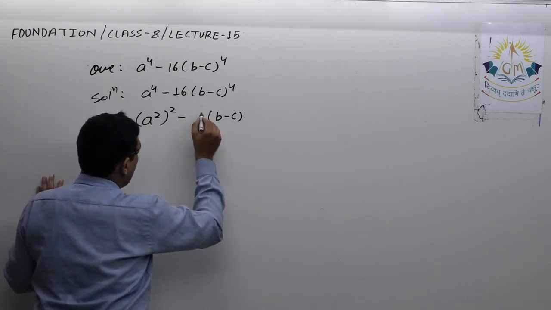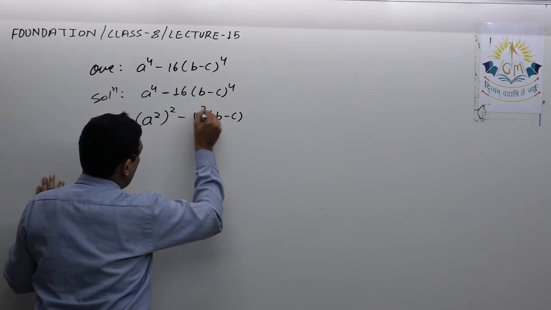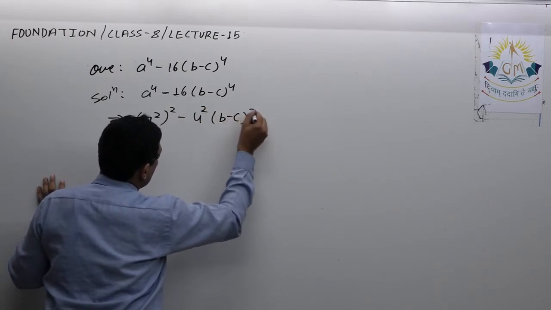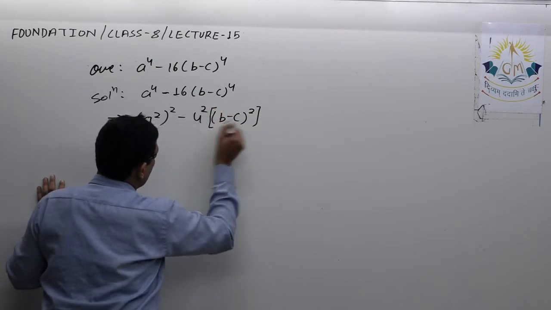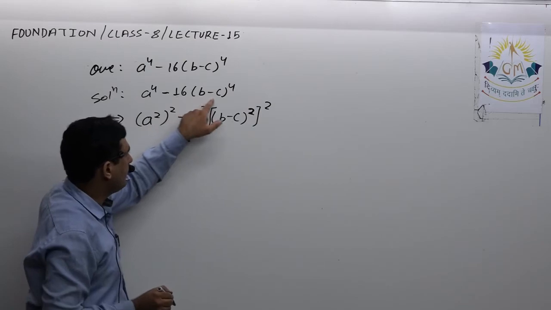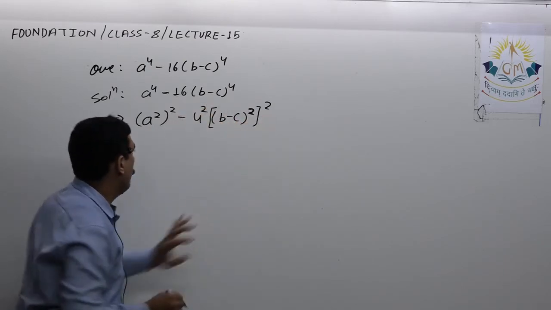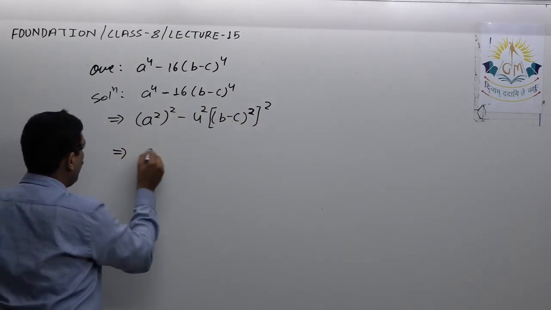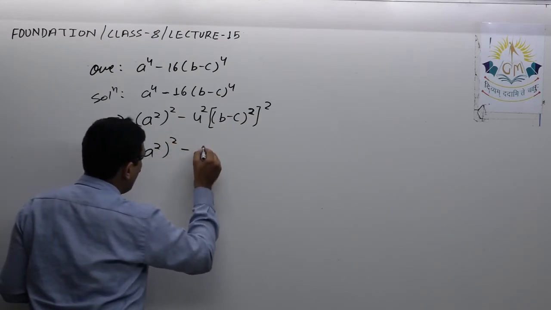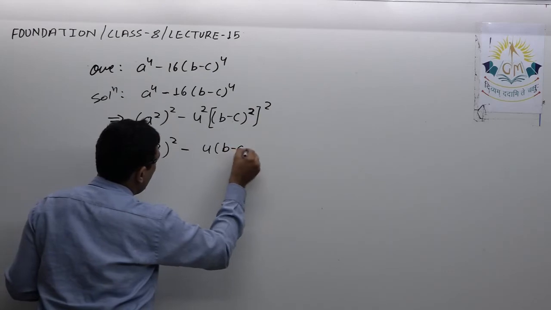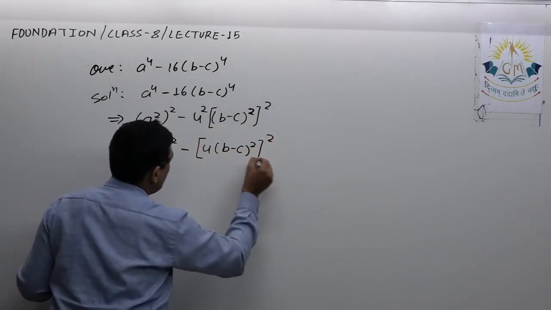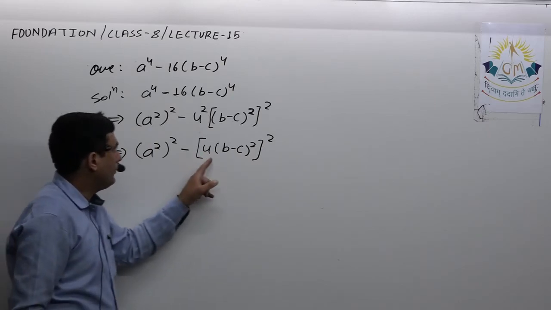See, this I can write as 4 square, and this I can write as b minus c square, then again it's a square. Okay, this is 4 square and this is b minus c square square. So further I write a square whole square minus, here I can write 4 b minus c square whole square. Okay, 4 square b minus c square.